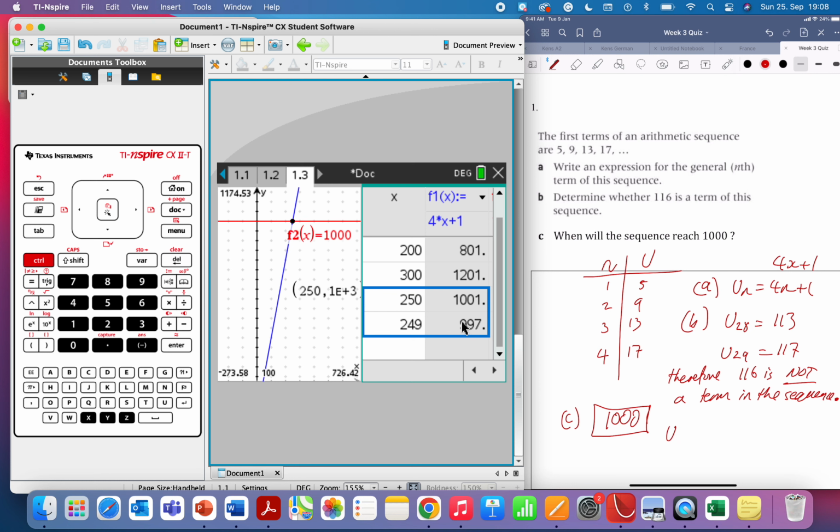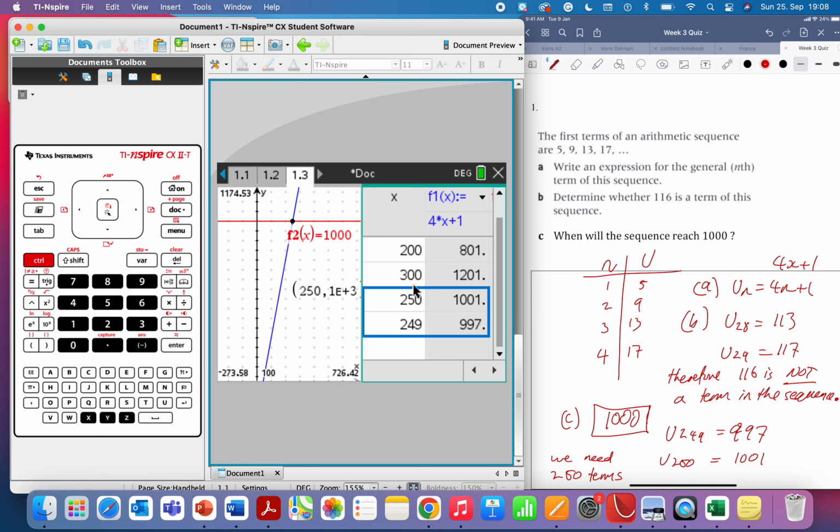We can just write that straight down. We can write down u of 249 equals 997, and u of 250 equals 1001. So we need 250 terms.